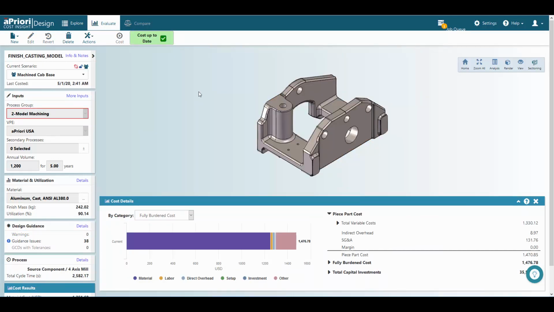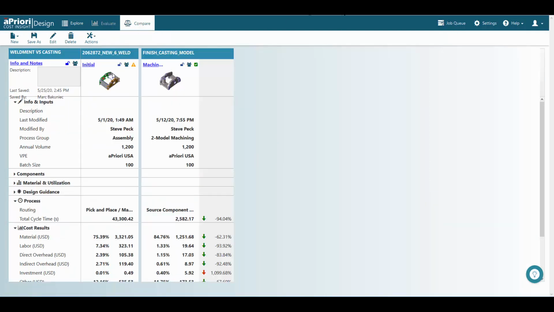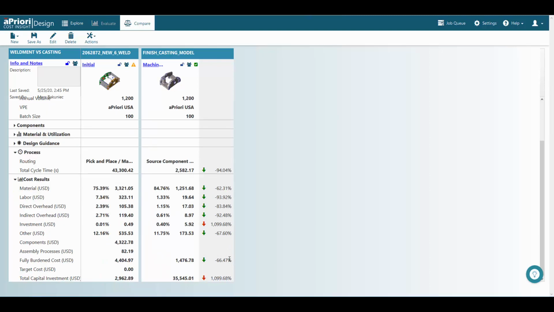Encouraged by this initial feedback on the part level, the team decides to take things a step further and evaluate switching the whole weld assembly to a casting. Comparing the two scenarios reveals a 66% cost reduction by redesigning this assembly and changing the manufacturing process.